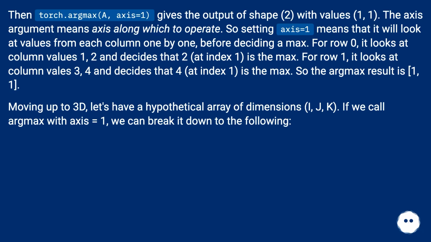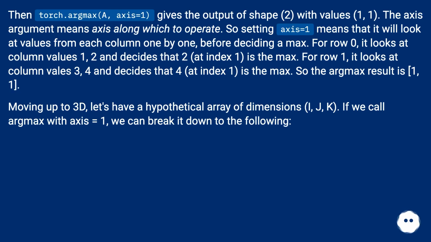Before deciding a maximum for row 0, it looks at column values 1, 2, and decides that 2, at index 1, is the maximum. For row 1, it looks at column values 3, 4, and decides that 4, at index 1, is the maximum, so the argmax result is 1, 1. Moving up to 3D, let's have a hypothetical array of dimensions i, j, k.